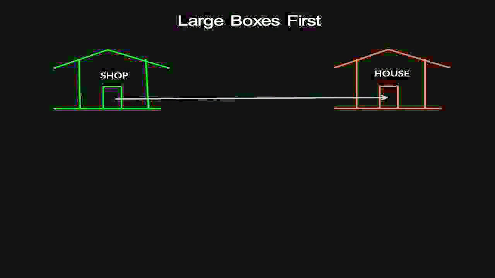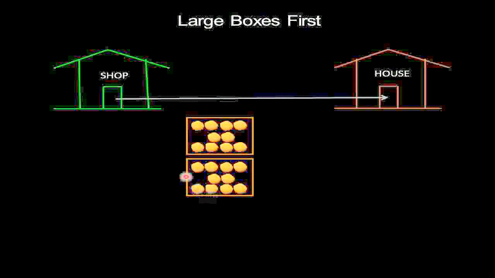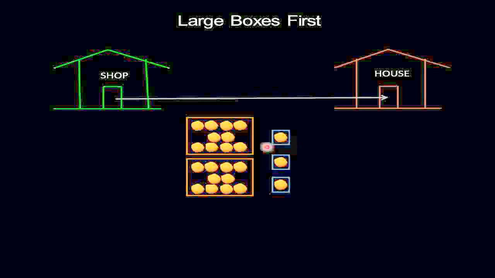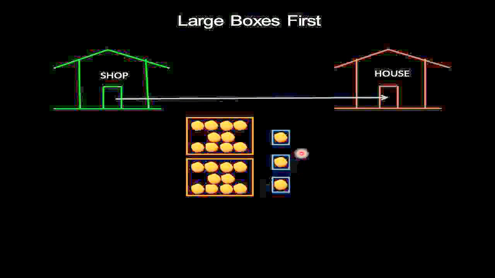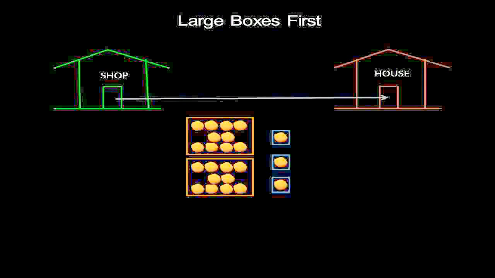The second case, we'll start using large boxes first. In this case, the 10 laddu boxes first, and anything remaining which can't be transported in the 10 laddu boxes, we'll use the 1 laddu boxes. So here we will use 2 boxes each containing 10 laddus. That makes it up to 20 laddus, and then the 3 remaining laddus go into 1 laddu box each. So you have to have 2 10 laddu boxes and 3 1 laddu boxes. So these are the 2 extreme solutions.